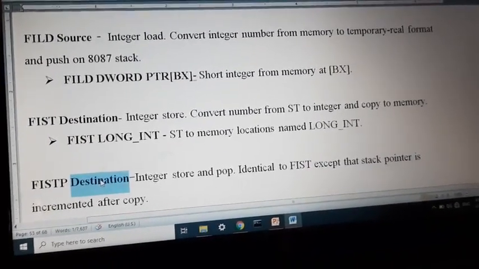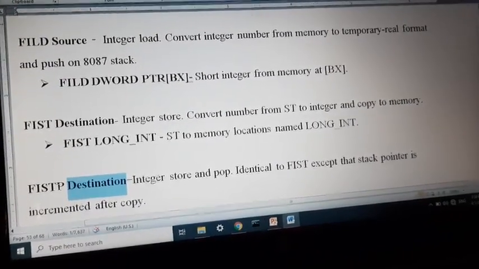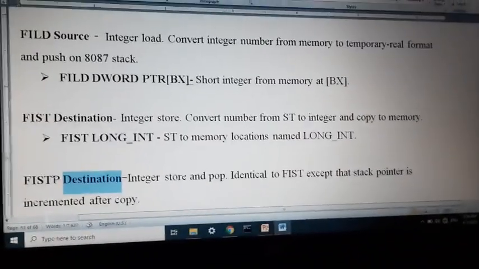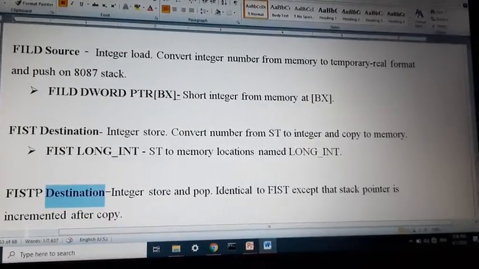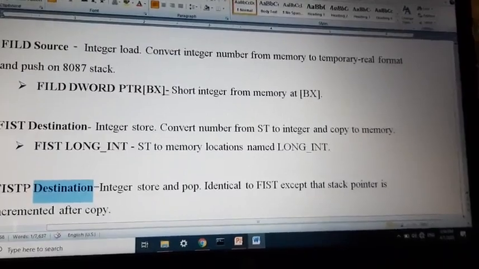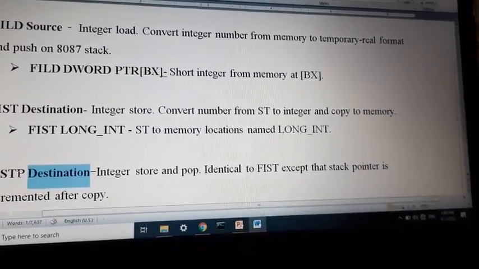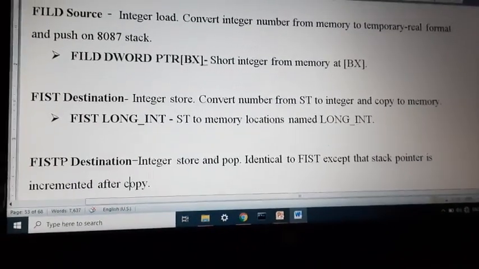After performing this operation, that is after performing the FIST operation, then pop the element. Pop the element means the top of stack you have to pop. That means ST of 1. After top of stack, ST of 1 will be there. Then ST of 2 will be there. So after popping the top of stack, ST of 1 will be considered as a top of stack.